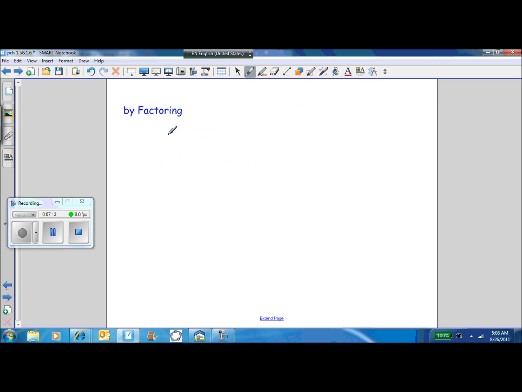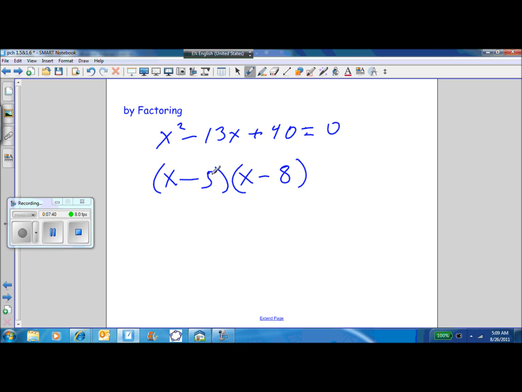By factoring, this is probably the easiest way to solve quadratics, but it all depends on if you can see it. x squared minus 13x plus 40 equals 0. So x times x will give you the x squared. 40 could be 4 times 10, 2 times 20, or 5 times 8. That's the one we want. And then you set each factor equal to 0, and you get x equals 5, or x equals 8.